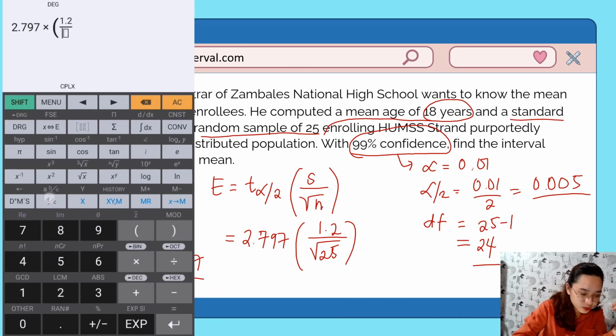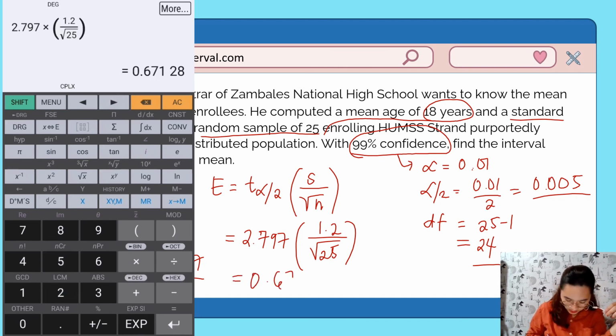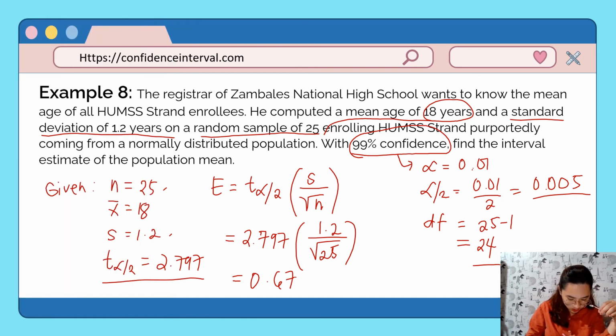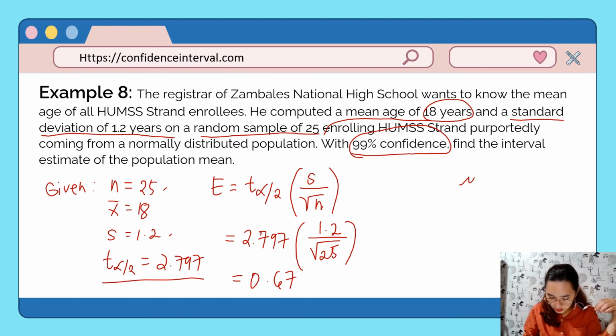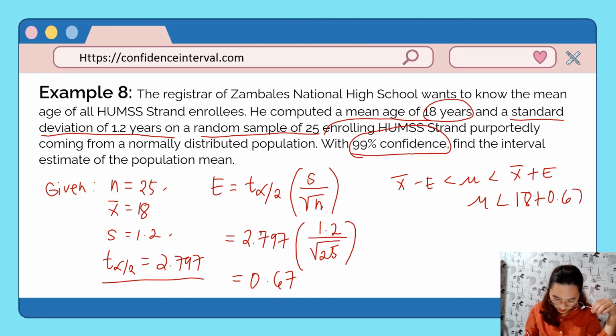Ayan. Using calculator, idiretso na po natin yan. Okay. So, kunin po yung 2 decimal digits natin. We have 0.67. Ayan. So, since 0.67 ang ating margin of error, ibig sabihin po, since ang interval estimate natin is mean plus the margin of error and minus margin of error, ang ating upper limit is 18 plus 0.67. At syempre, ang ating lower limit is 18 minus 0.67.